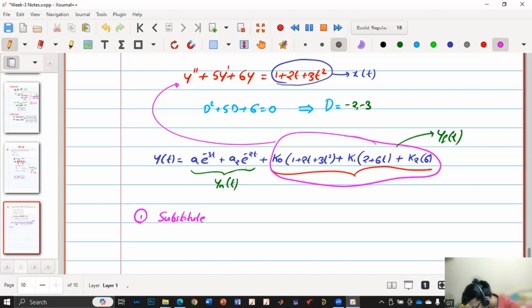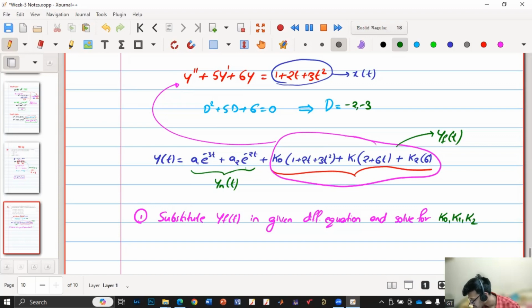Substitute y of t in the given differential equation and solve for k0, k1, k2. So once you obtain k0, k1, k2, now you have to find a1, a2.